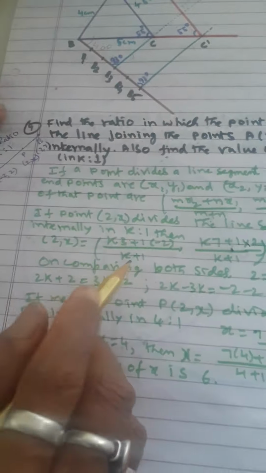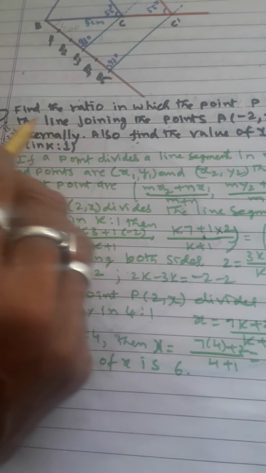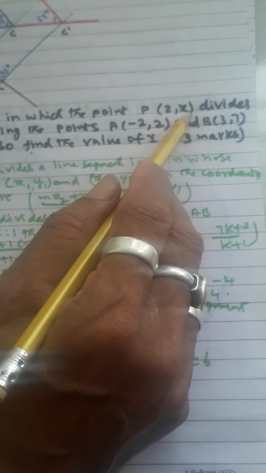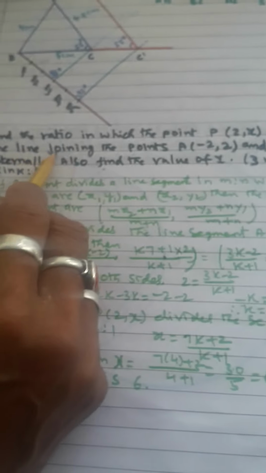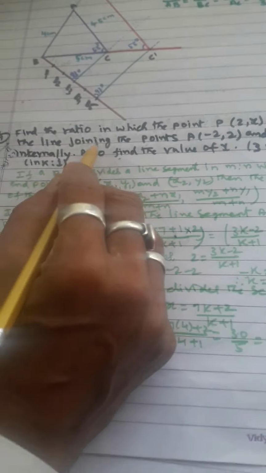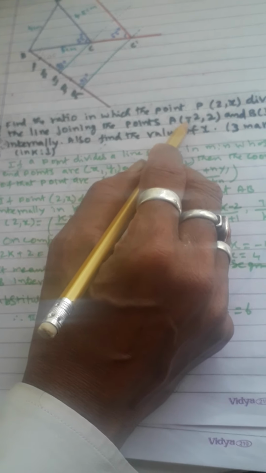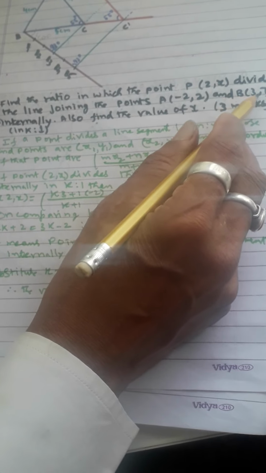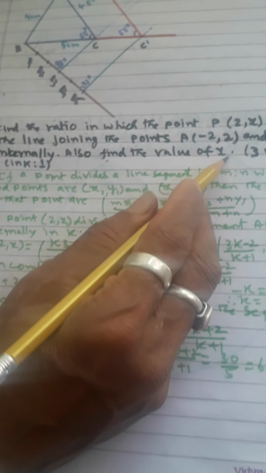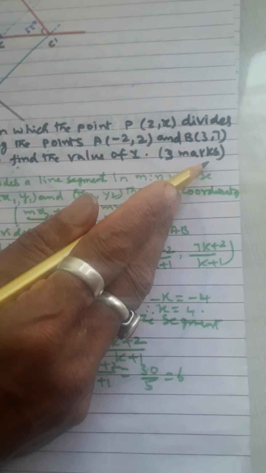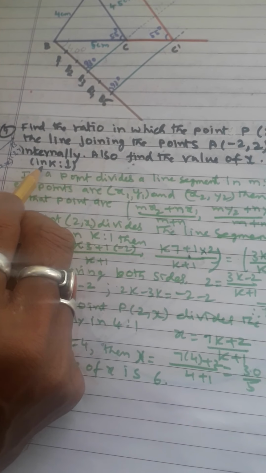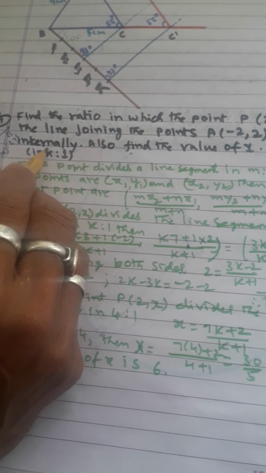Next, the fourth question we will see here, coordinate geometry. Here they are asking, find the ratio in which the point P (2, x) divides the line joining the points A (-2, 2) and B (3, 7) internally. Also find the value of x. So they will ask for this, and internally they are given in k:1 ratio.